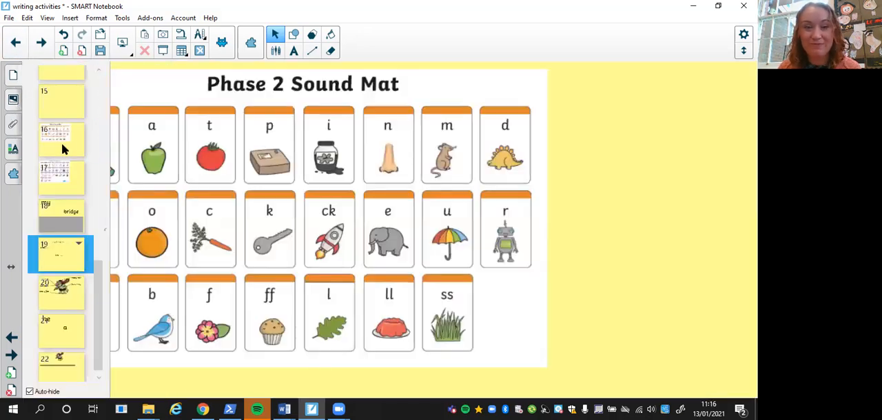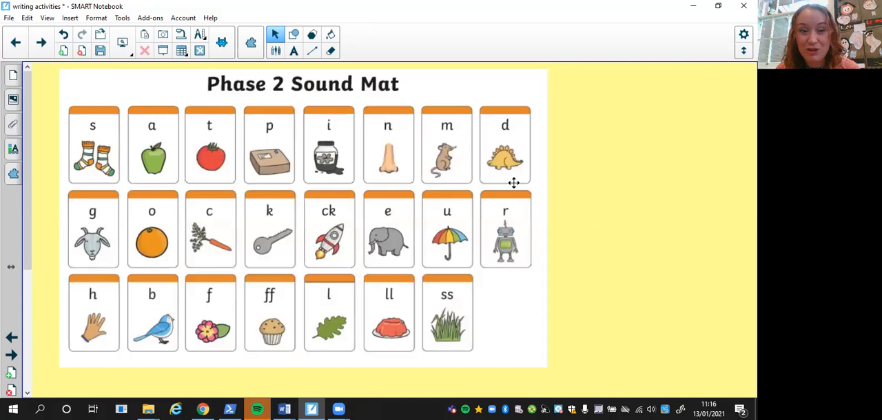So, can you have a go at going through your phoneme mats? Can you tell your parent all of the sounds on the screen? You can pause if you want to. Did you find b? Did you find h? Did you find m? Lovely.